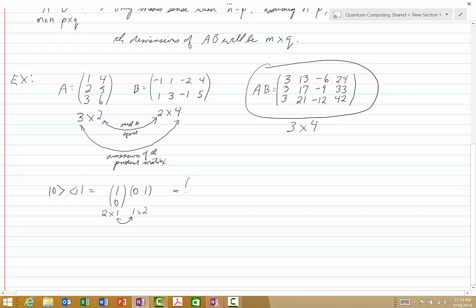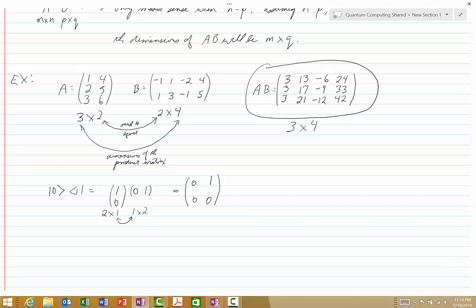So let's find that 2 by 2 matrix. We go across the rows of this, while we go across the columns of this. So 1 times 0 is 0. 1 times 1 is 1. 0 times 0 is 0. And finally, 0 times 1 is 0. And there's our answer.